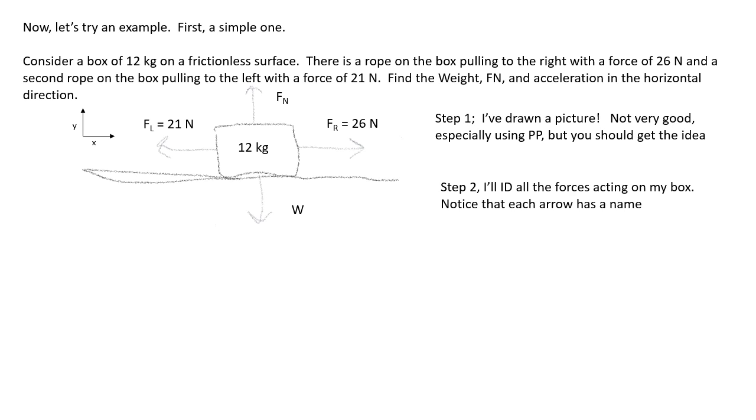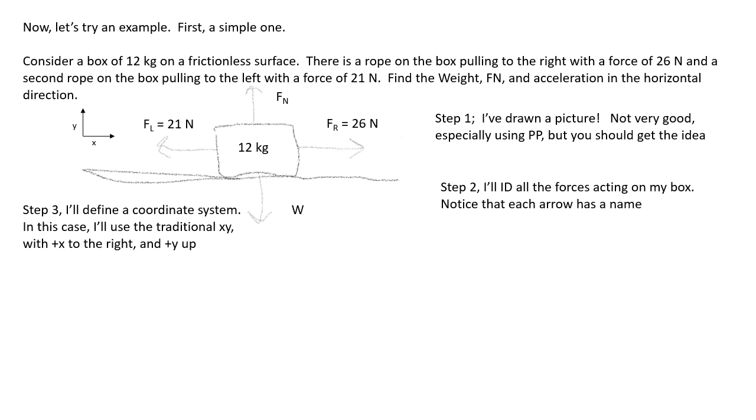Step 2, I'll identify all the forces on my box. Notice that each of the arrows I drew has a name with it: FN, FR, W, and FL. I'll define a coordinate system. It was already there, but I'm going to have my traditional XY coordinate system, positive X going to the right, positive Y going up. You could pick different directions. You would get different numbers, maybe in the plus or minus, but we'd still get the same values at the end. Step 4. Now I need to write the N2 for each of the directions.